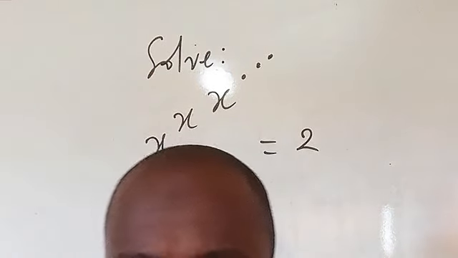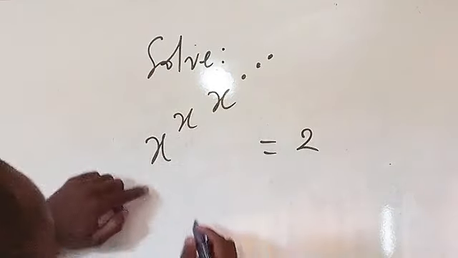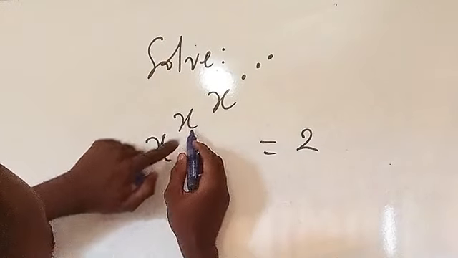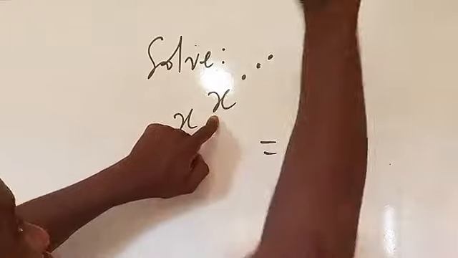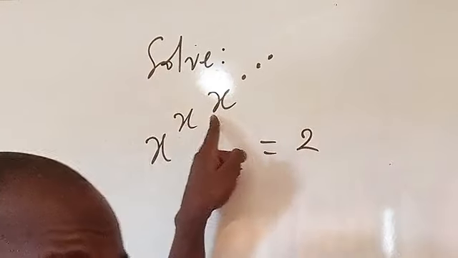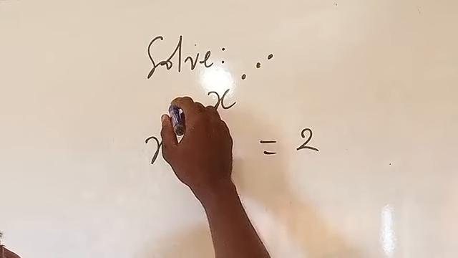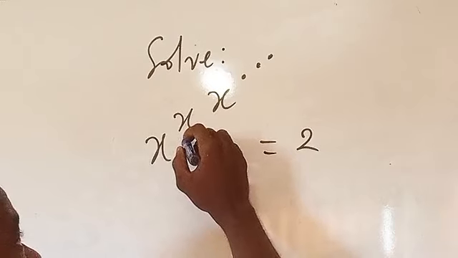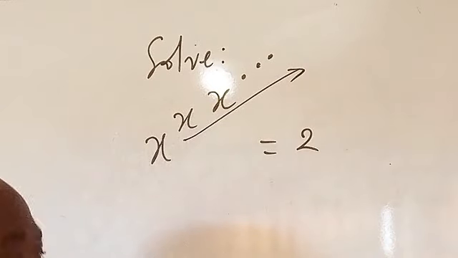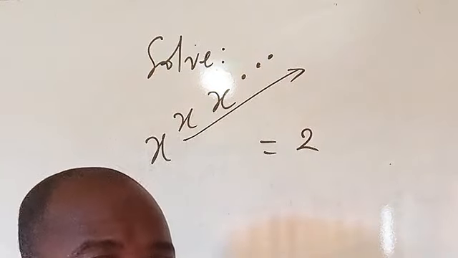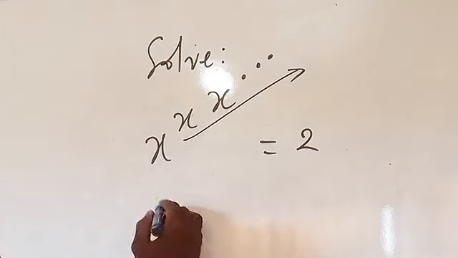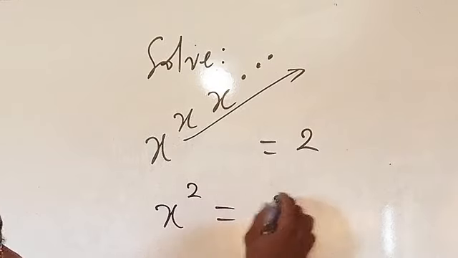So what are we going to do? It's very simple. Now, since we have x to the power of x to the power of x and x to the power of x, it goes, right? And we said the result gives us 2, which means that if you take it from here up like this, it's still going to be 2. So therefore, we're going to have x to the power of 2 equals 2.